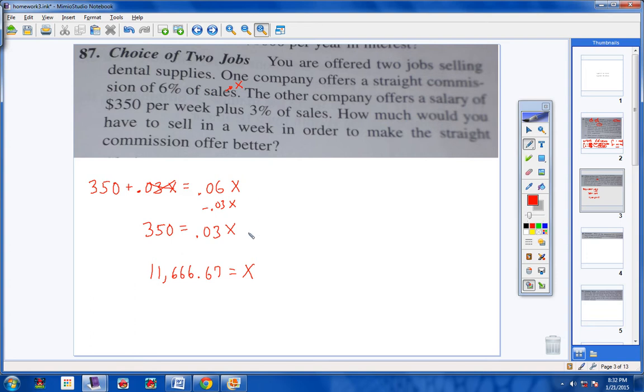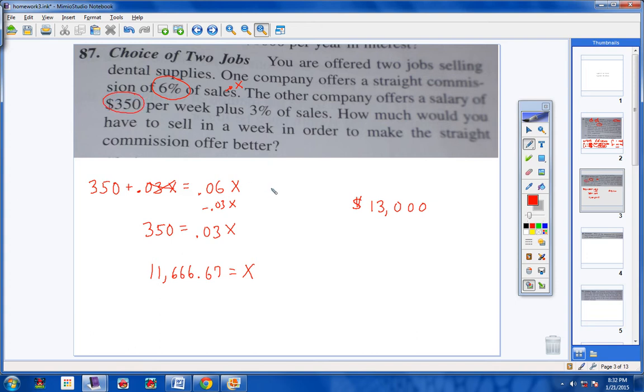Okay? So if you make a little more than that, then it would be better. If you know that you can make a little more than this much here, then it would be better to take the straight commission offer because you'll make more money, okay? So let's say that you know for sure you can sell $13,000 worth of merchandise or dental supplies. Well then, you'd be better off taking the 6% job because you're going to make more money on that than you would getting 350 and then 3% of this, okay?